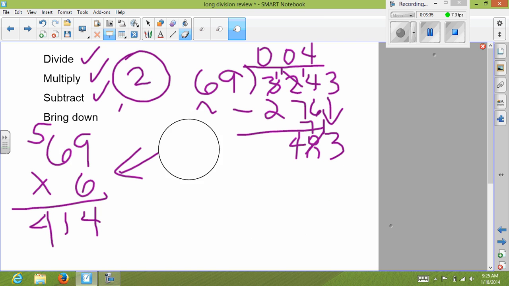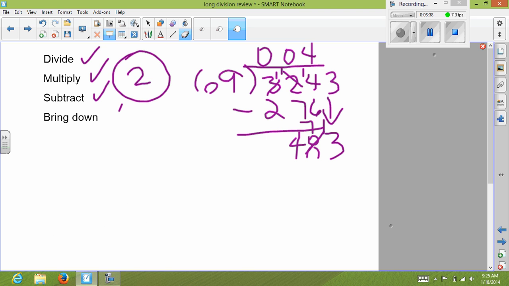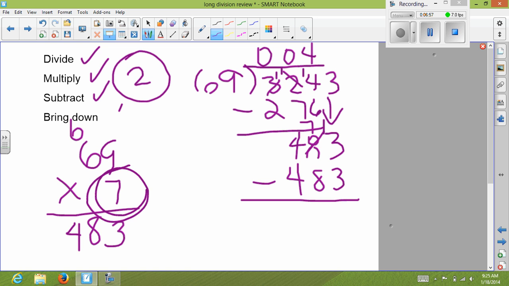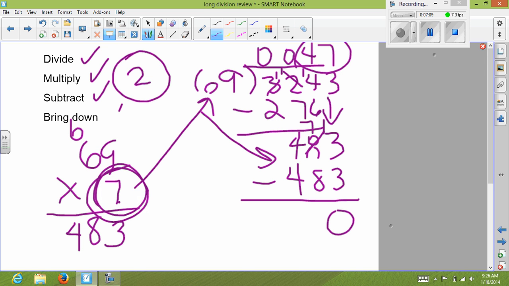So I'm going to erase and try 69 times 7. So 69 times 7. 7 times 9 is 63. 6 times 7 is 42. Plus that 6 is 48. So once again, these guys match. So I don't have a remainder. So I'm going to take this 7 because I'm asking how many groups of 69 are in 483. There are 7 groups of 69 in 483. I subtract and I get nothing. So my answer to the second problem is 47. Hope this helped you.